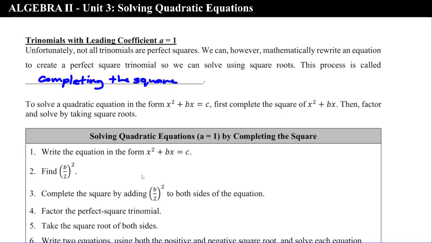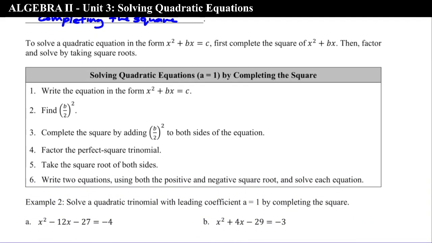So this is how it works. We're going to get our quadratic equation in the form x squared plus bx equals c. So basically everything that doesn't have an x gets put to the right-hand side. Everything with an x stays on the left. Then we're going to complete the square. Once we complete the square, then we'll be able to take the square roots. So these are the steps.